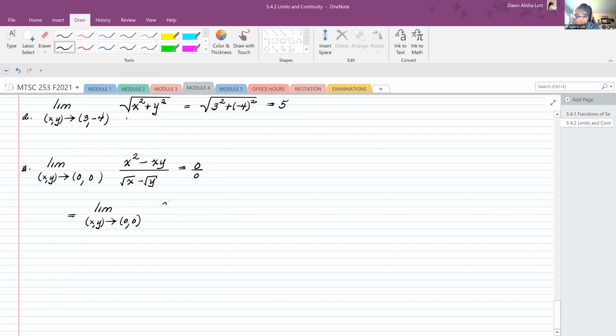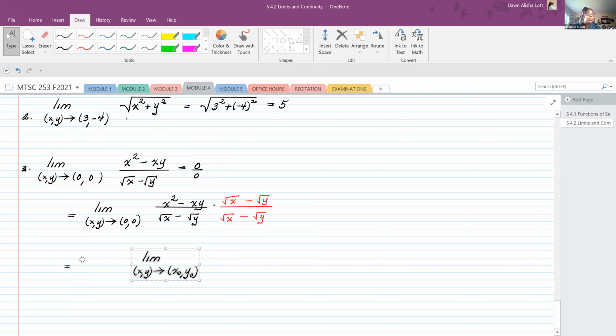So now I'm going to take x squared minus xy divided by the square root of x minus the square root of y. And I'm going to multiply by the square root of x minus the square root of y divided by the square root of x minus the square root of y. So that becomes the limit, again, I want 0, 0.